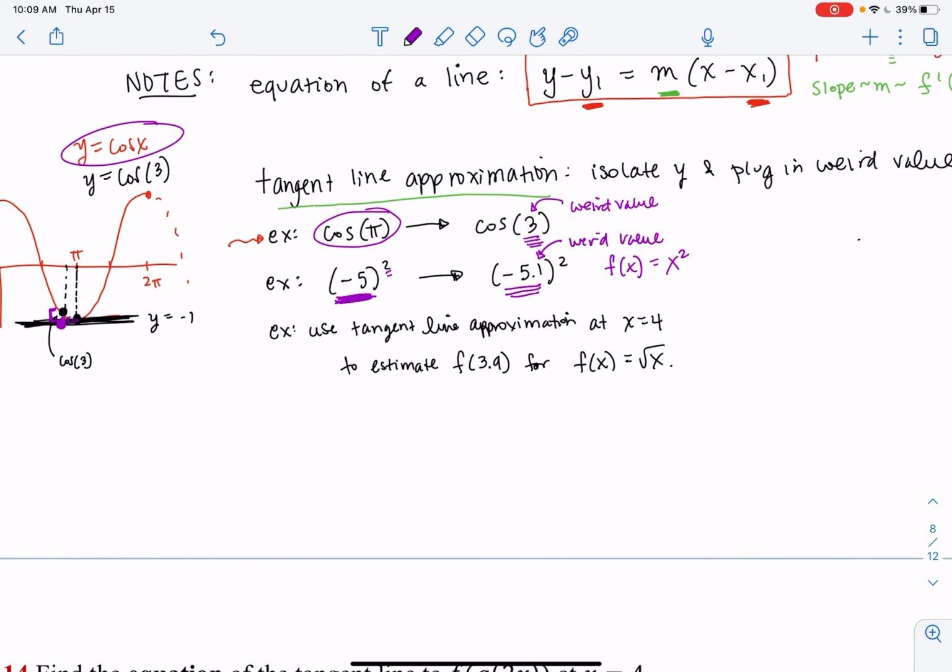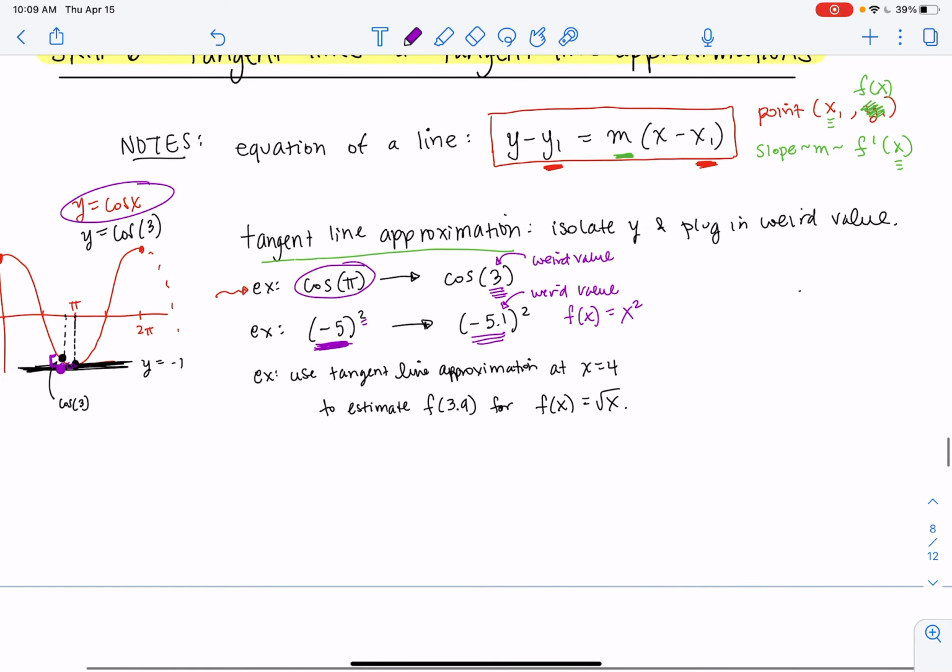Here's an example. So the question is, use the tangent line approximation at x equals 4 to estimate f of 3.9. So immediately I'm underlining that. That's my weird value. And the reason I'm labeling it like that is because we're not going to touch our weird value until the last step. Okay? So that's my weird value.